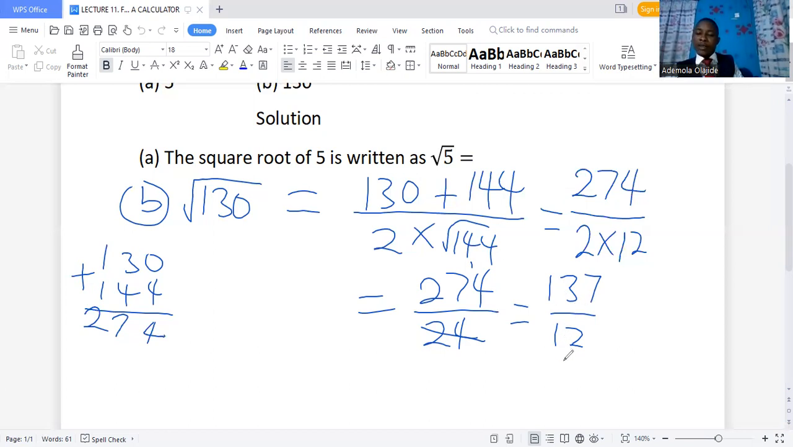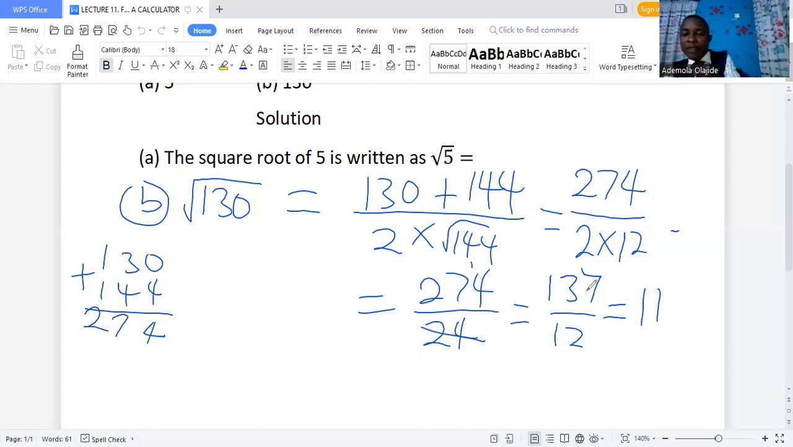So we can see now that 3 cannot go in 137, and no even number can go in it. So in this case, that means this is the least fraction. The next thing you will now do is convert this one to decimal. So you say 12 in 13, 1 time. Remainder 1, put it in front of 7, you see it as 17. 12 in 17 is 1 time again.